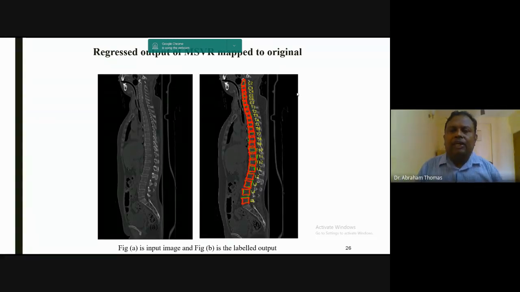The green one is the actual manually annotated boundary, which is called the ground truth, and the red one is actually the predicted one by the MSVR. So there's a close match between them.